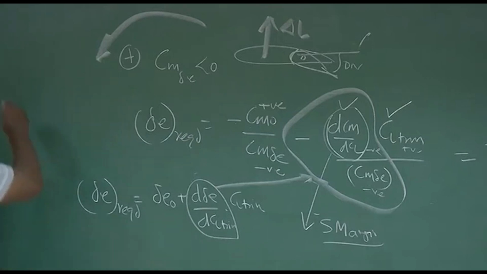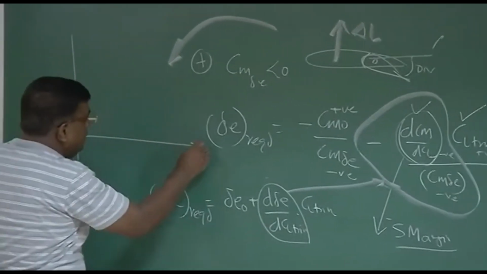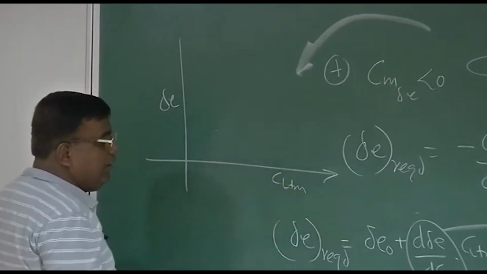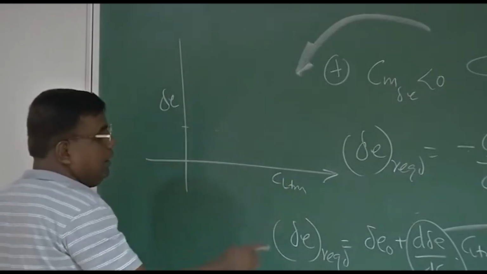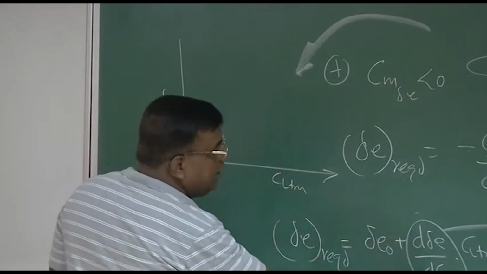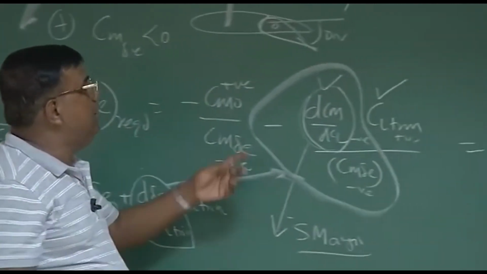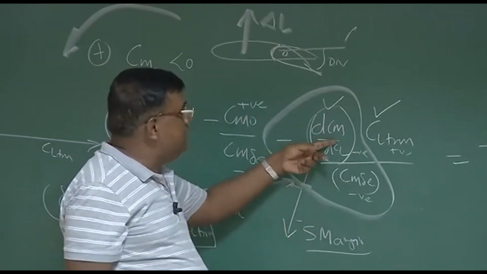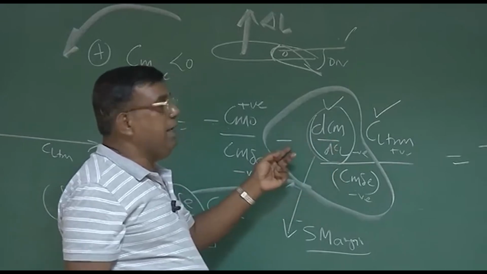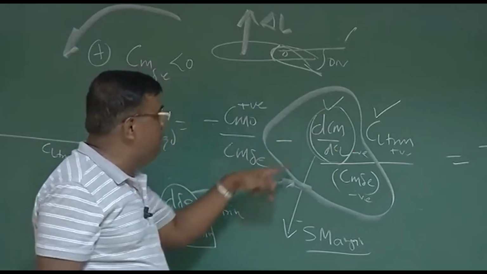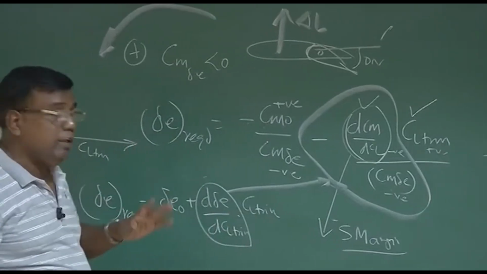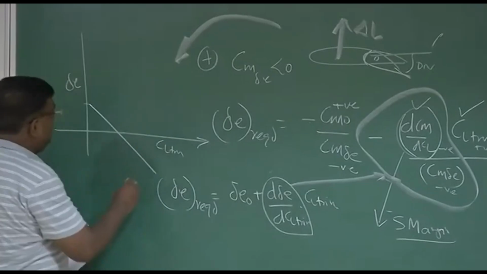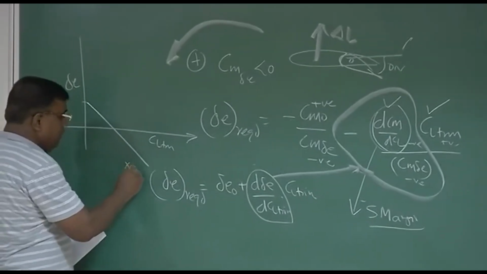So now if I plot delta E versus Cl trim, what type of graph will I get? I will get some delta E naught, and the slope will be negative. D delta E by dCl trim is nothing but minus dCm by dCl by Cm delta E. Cm delta is negative, this is negative, negative by positive, and this minus sign is there. So this term, which is d delta E by dCl trim, is negative. So I will get some line like this. And that will correspond to a particular CG location.